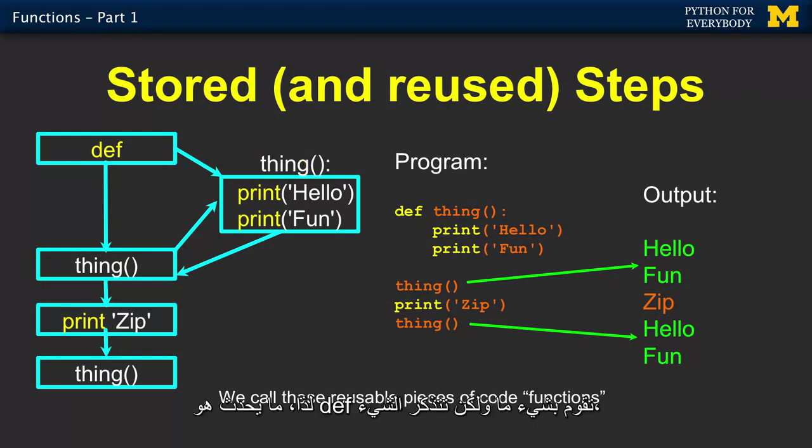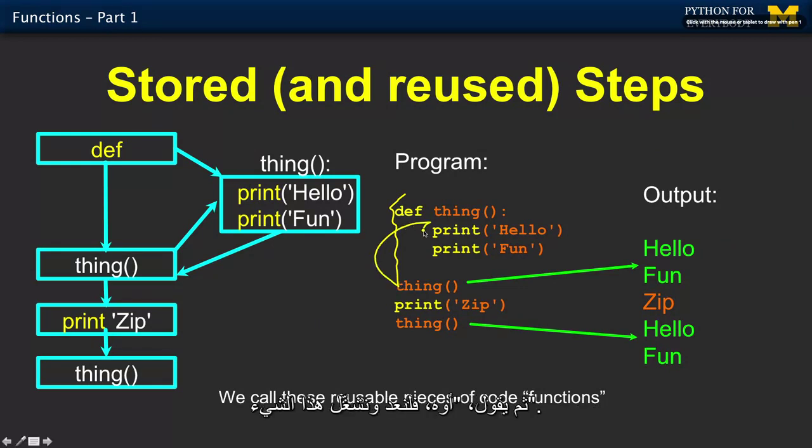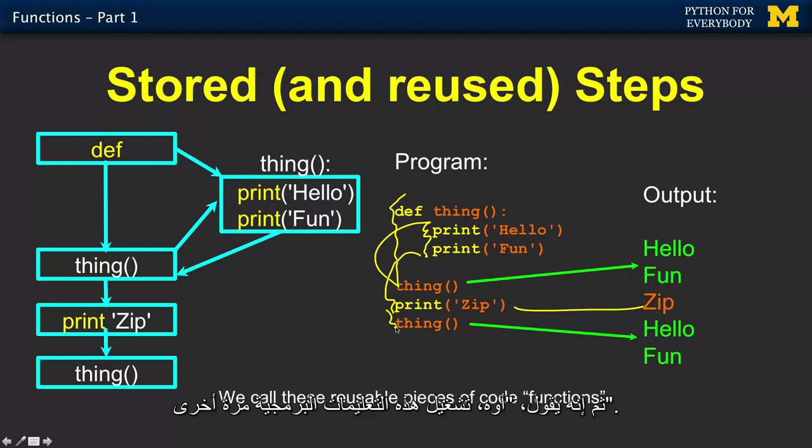So what happens is def does nothing but remember. Thing then says, oh, let's go back and run those 2 lines, so out come hello and fun. Then it comes back down to here, runs this print statement, so out comes zip, and then it says, oh, run that code again. So this is the don't repeat yourself part. Run this print, do it again, and now the program's done.